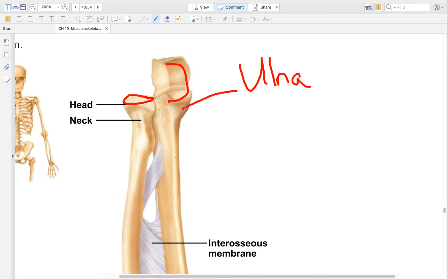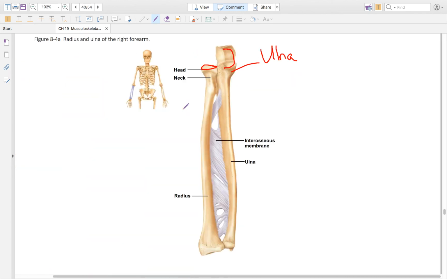Okay, so let's recap our little fun ways of remembering the bones. Your humerus is your funny bone. The head of the radius makes a perfect circle, and half of a circle is radius in math. And then the ulna has a hook, and if you turn it sideways, it makes a U for ulna.